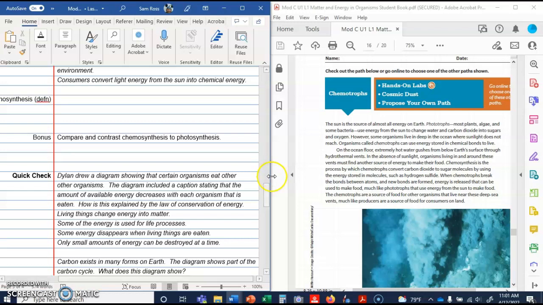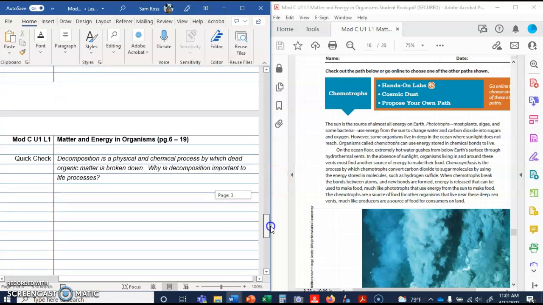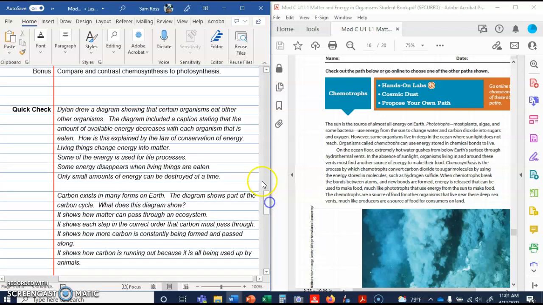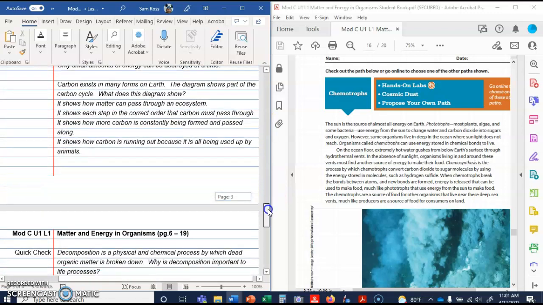That's the difference. Okay? So let's go ahead and finish these quick check questions, and then we'll be done with our notes. Dylan drew a diagram showing that certain organisms eat other organisms. The diagram included a caption stating the amount of available energy decreases with each organism that is eaten. How is this explained by the law of conservation of energy? Living things change energy into matter. No. Some of the energy is used for life processes. So the answer to this is B. Some of that energy is used for life processes.